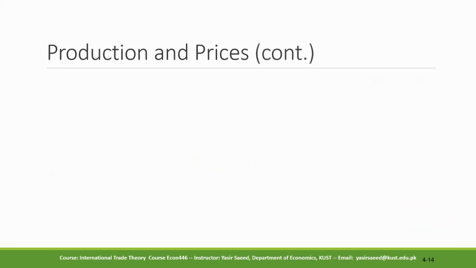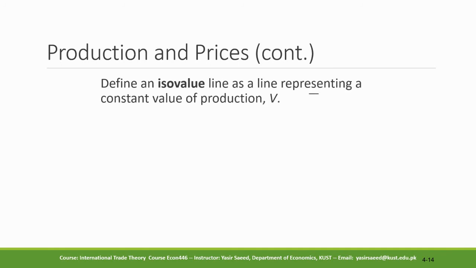Using the same equation, we can derive the ISO value line. What is an ISO value line? It represents a constant value for a specific production. So let us go back to the main equation that we have discussed now: V is equal to PC into QC plus PF into QF. Keeping its value constant, we may write it in terms of quantity of cloth or quantity of food.